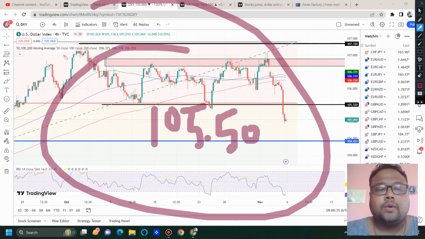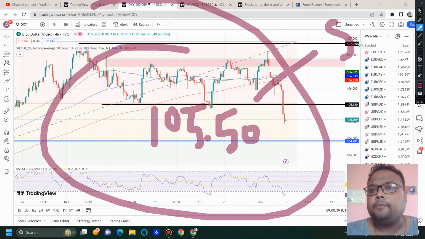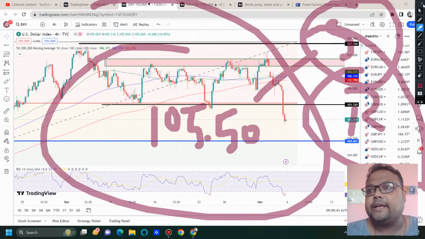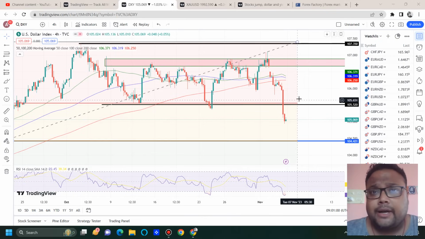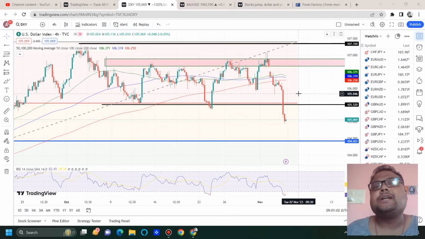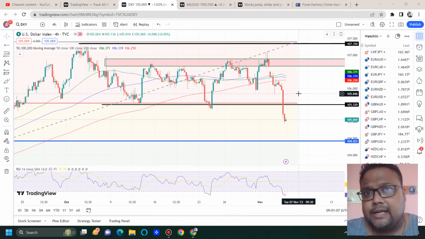105.50. If you remember, this was the previous support. So the previous support will be the new resistance on the chart of DXY. DXY closed at 105.06. After the market opening, if DXY continues the downside or continues the selling, then obviously we will see further downside on the chart of DXY.